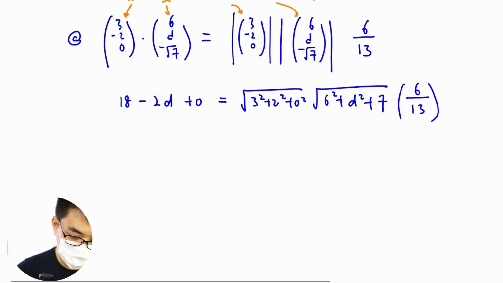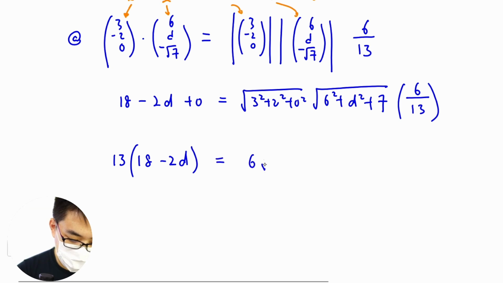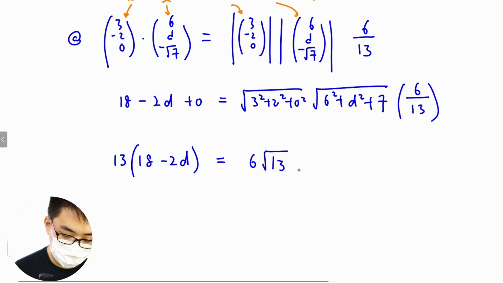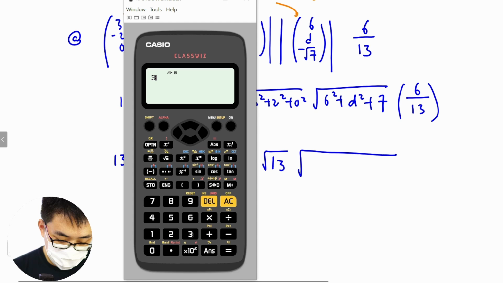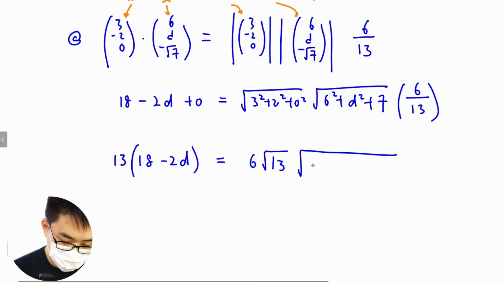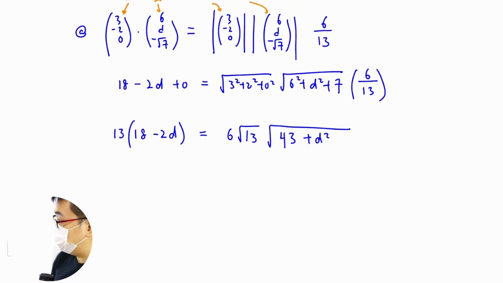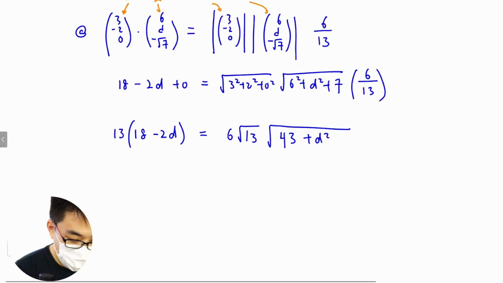Over 13, 9, 4, 36. Okay, just be careful. I think here is where all the careless mistakes happen. I won't suggest you go straight away. Okay, this is what I'll do.